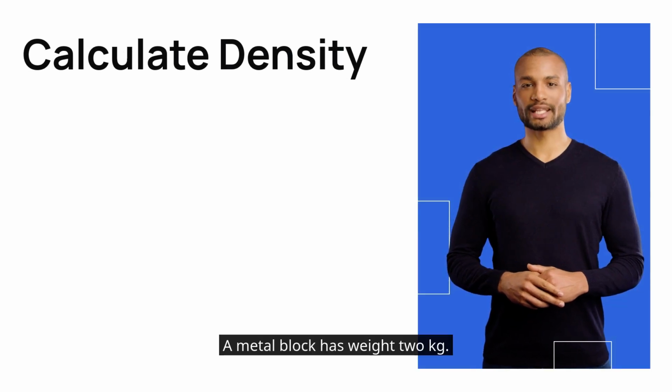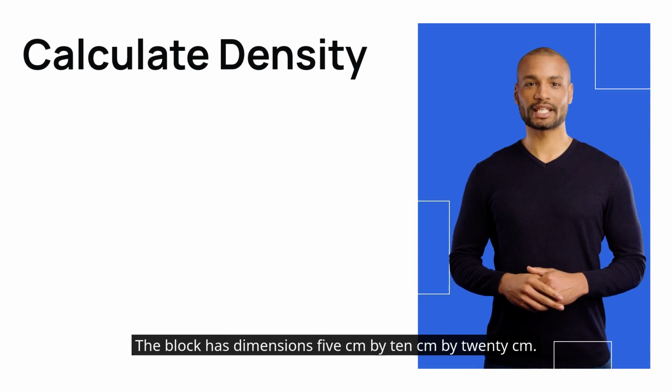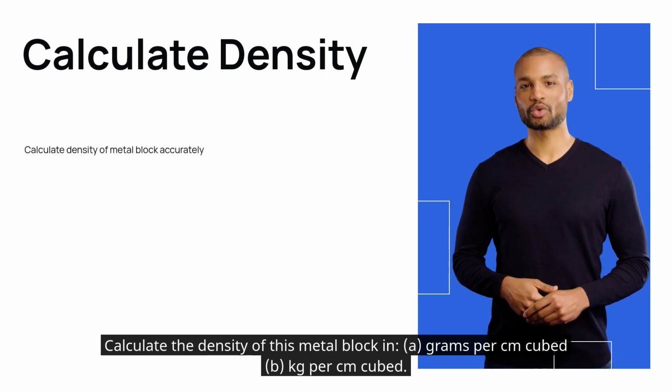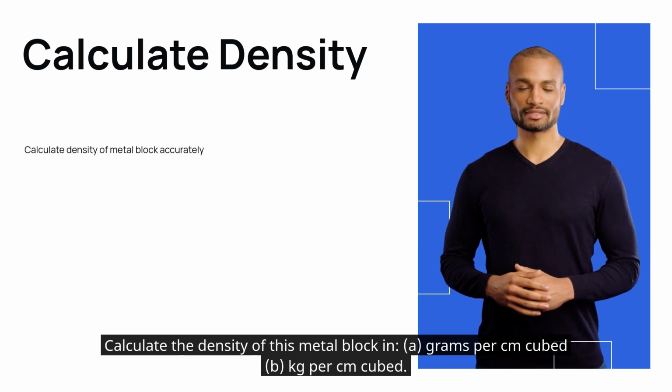A metal block has weight 2 kg. The block has dimensions 5 cm by 10 cm by 20 cm. Calculate the density of this metal block in A. grams per centimeter cubed, B. kg per centimeter cubed. Solution.